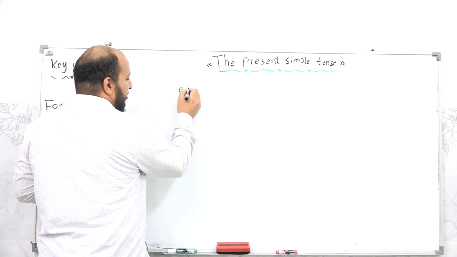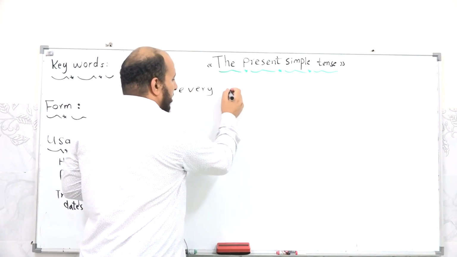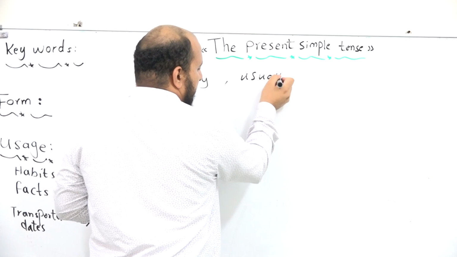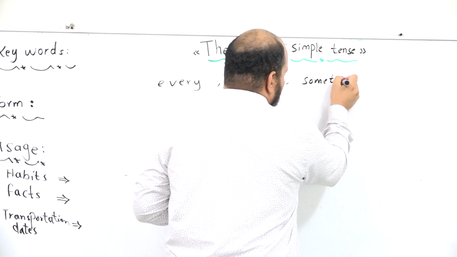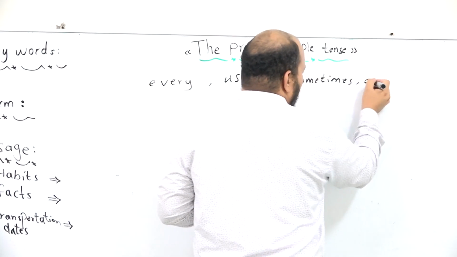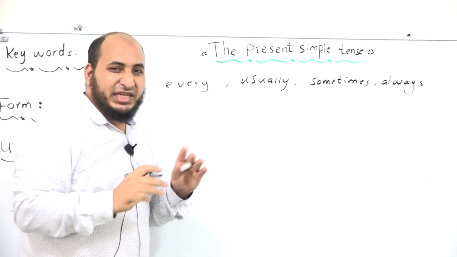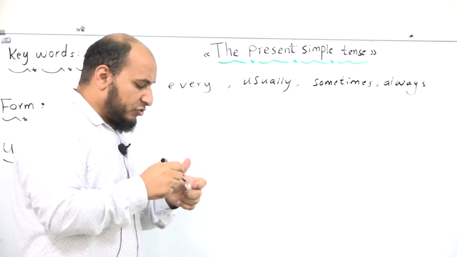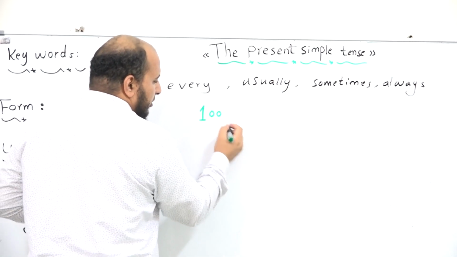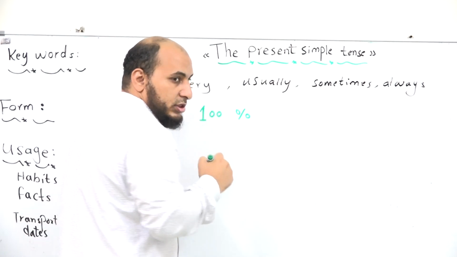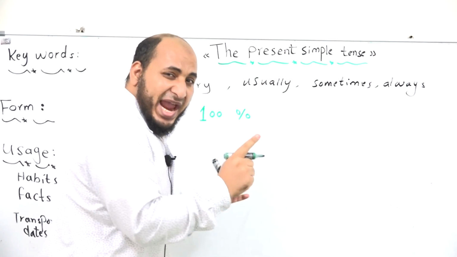The first word is every. Do you know every? Usually, sometimes, always. The first key word is every. What's the meaning of every? Every, you can describe it with 100%: you do the action.